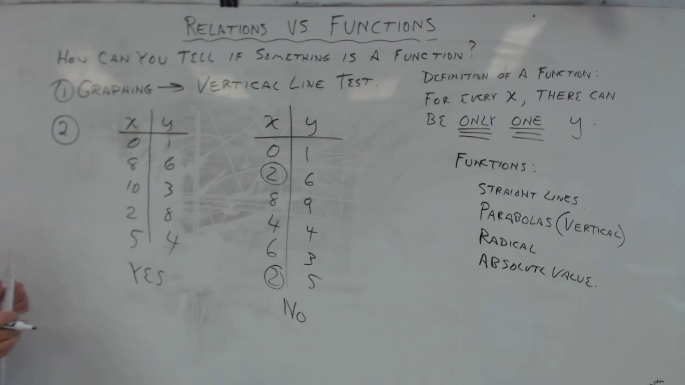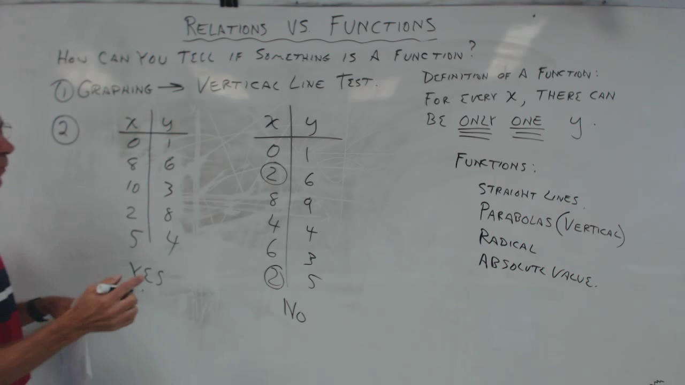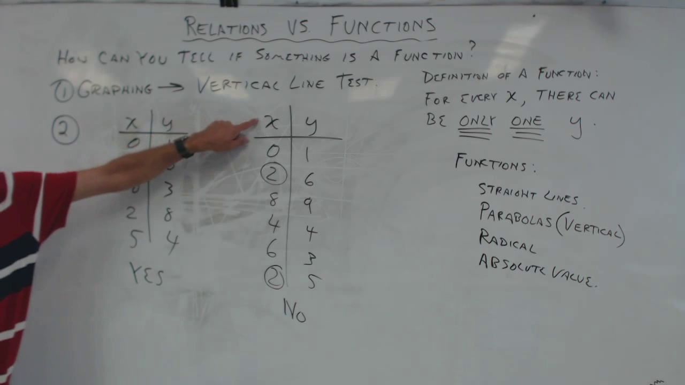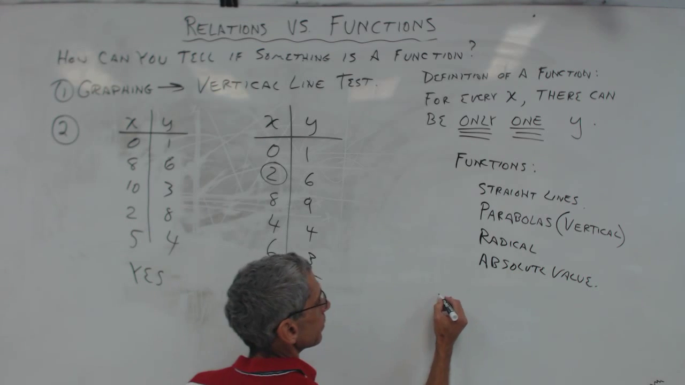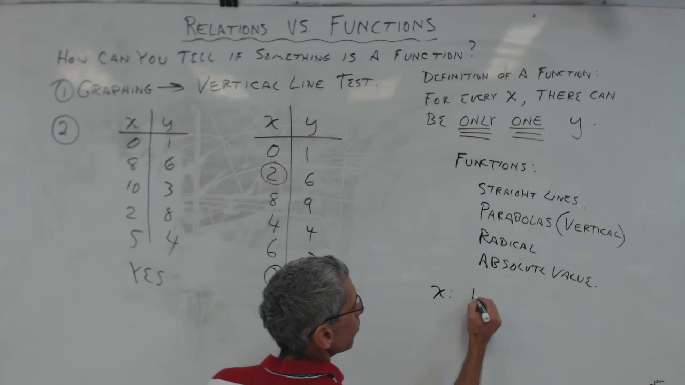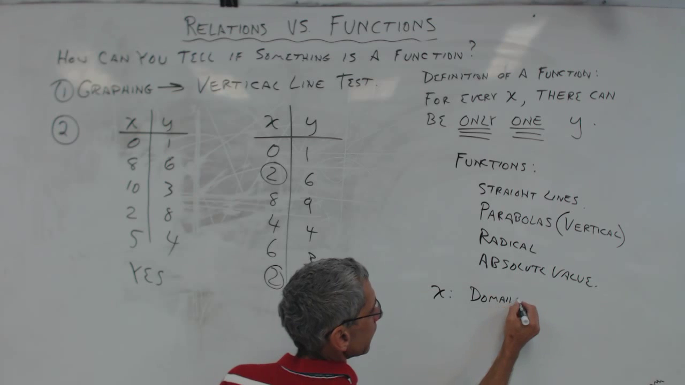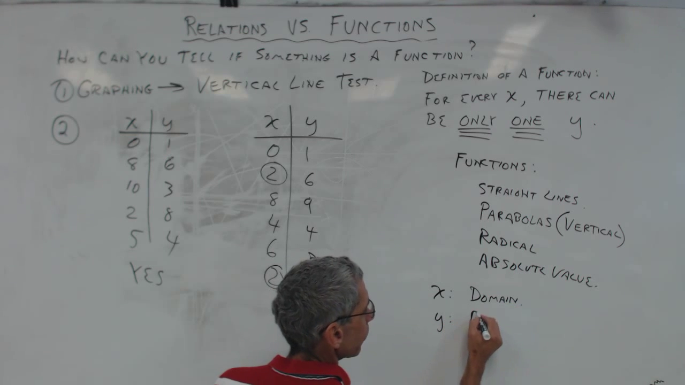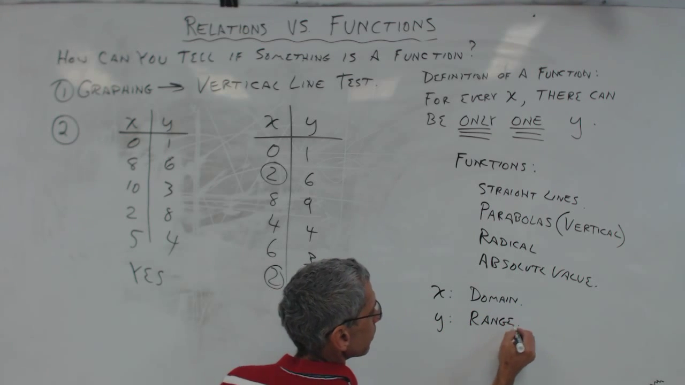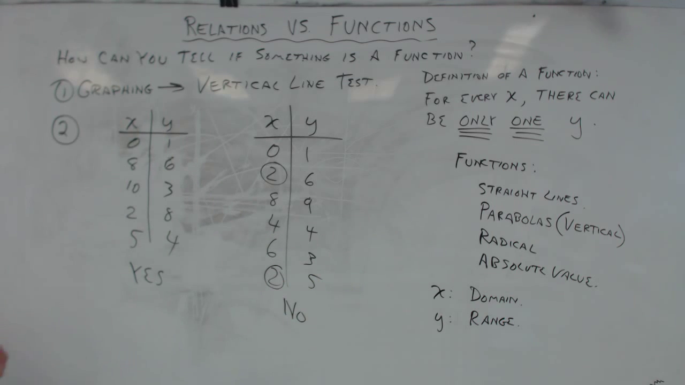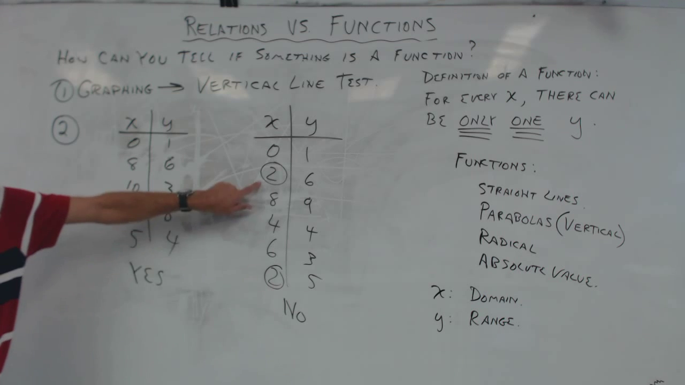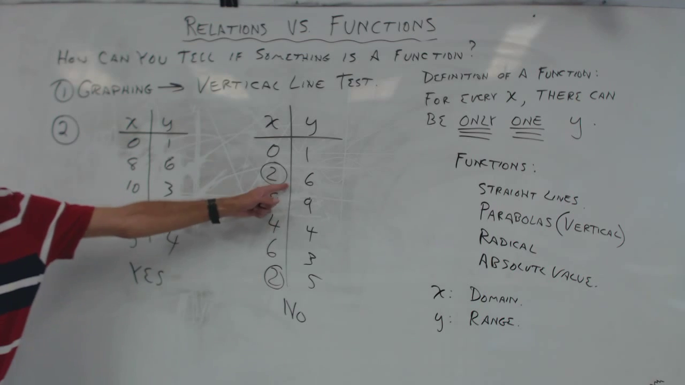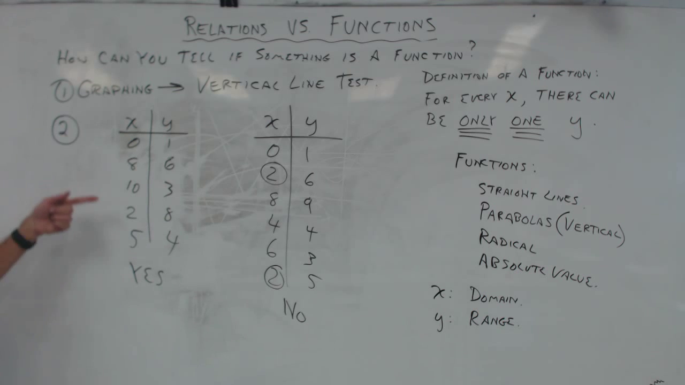And we're going to talk more about this tomorrow. But the x's are called the domain. So I'm going to just write that down here. X's are called the domain. And the y's are called the range. Okay? So when there is a repeat in the domains, 2 and 2, immediately I know that it's not a function. There's no repeats here, therefore I have to assume it's a function.